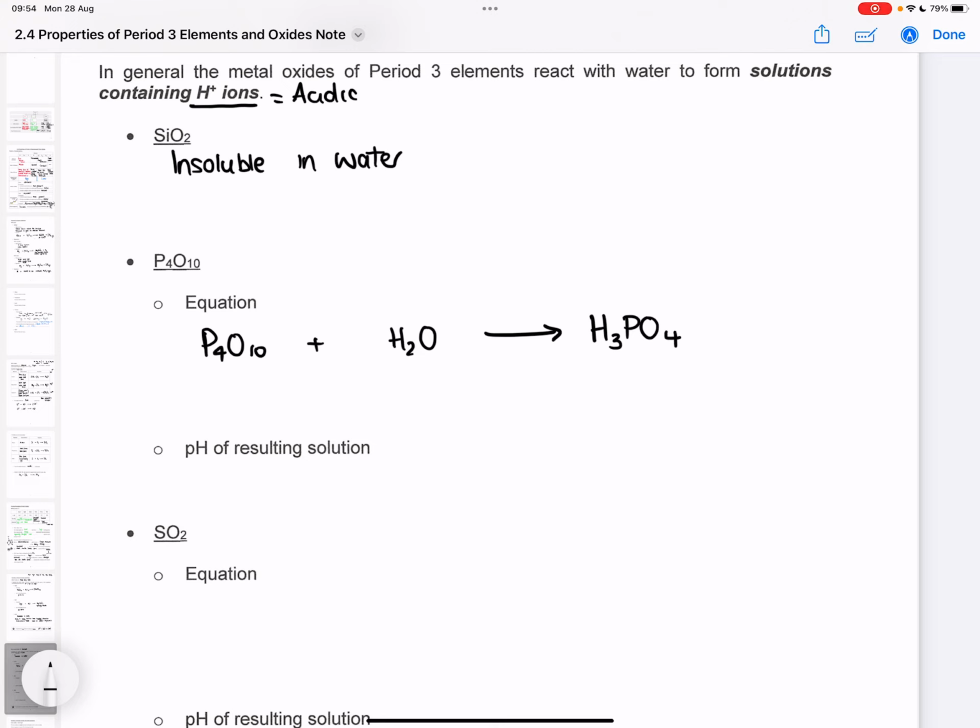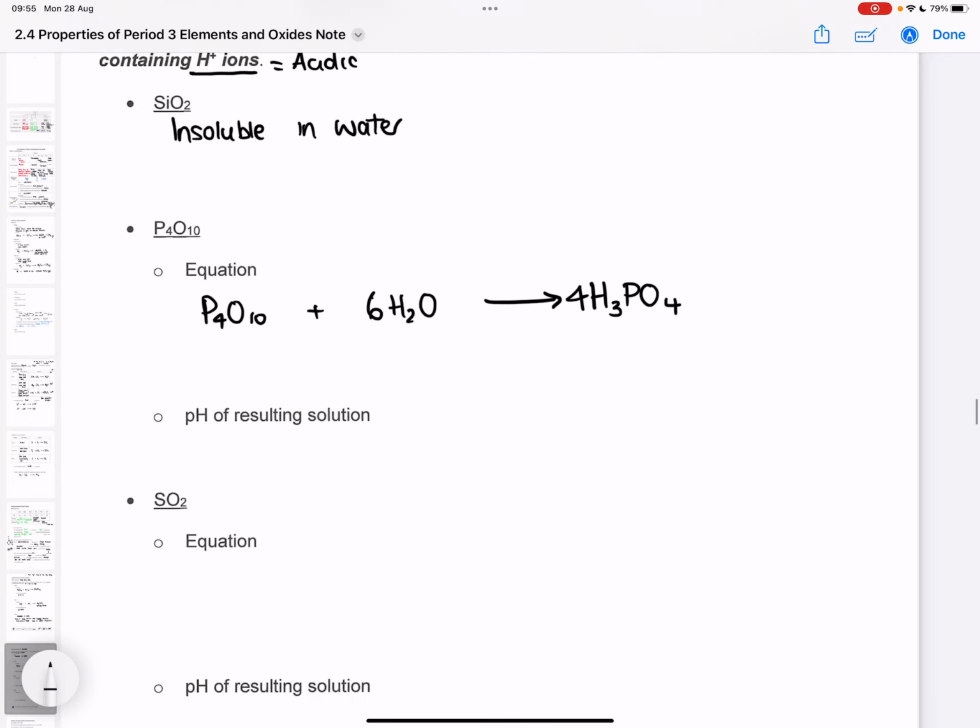Now we need to balance that equation. So pause the video and balance that equation. If you've done that, you should have put a 6 here because of the 4 phosphoruses, and you had to put a 4 in front of here. So this is our equation. Phosphoric acid is a strong acid, so we're going to get a pH of 0 to 2.